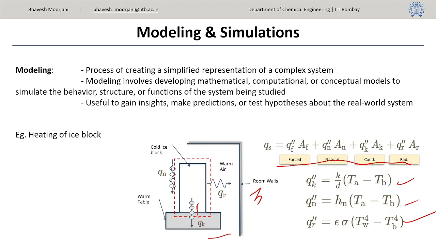Either it could be forced convection or natural convection, we follow this: Q is equal to h delta T. Similarly for conduction and radiation, we have this equation. So this representation of our system through such equations is nothing but modeling. With the help of this model, now what can we do? So modeling is one aspect where we represent the system by a set of equations.